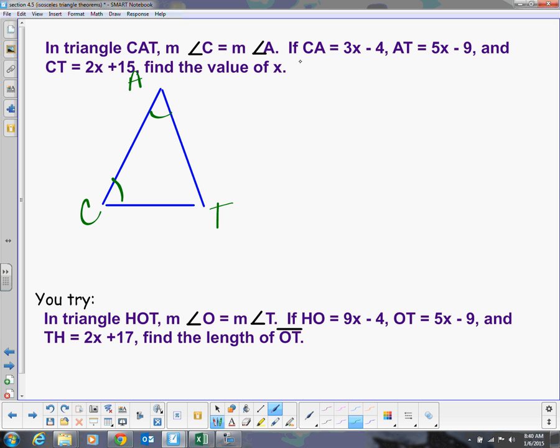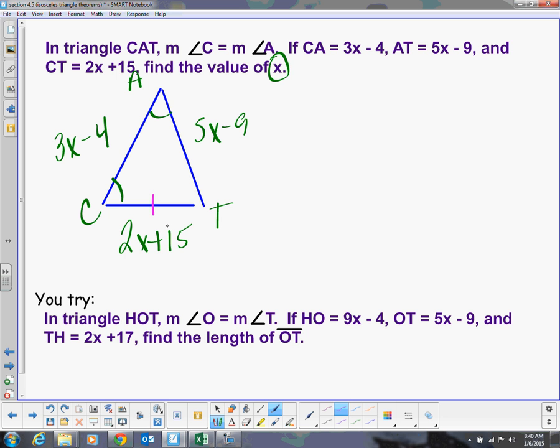I have told you CA, this side, is 3x minus 4. AT, this side, 5x minus 9. And CT, this side, 2x plus 15. Find the value of x. These are not angles. We do not add these and set them equal to 180. You have two equal angles. What are you supposed to look for? Equal sides. Where are they?